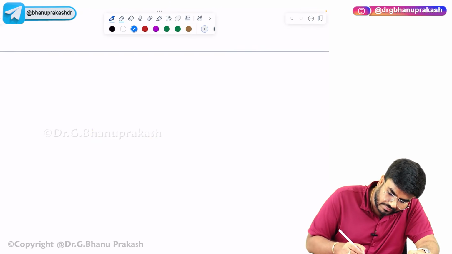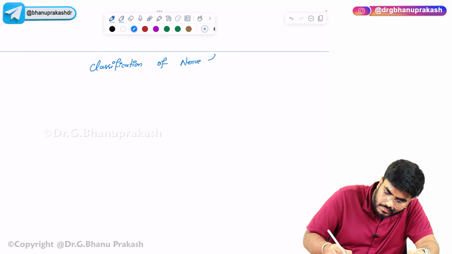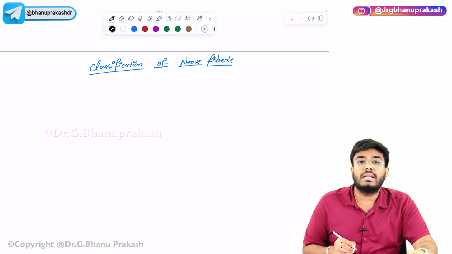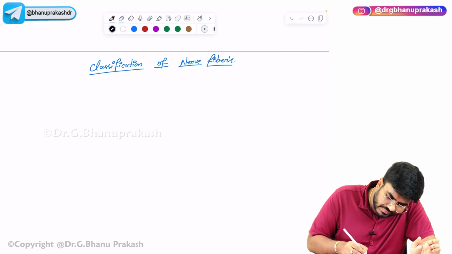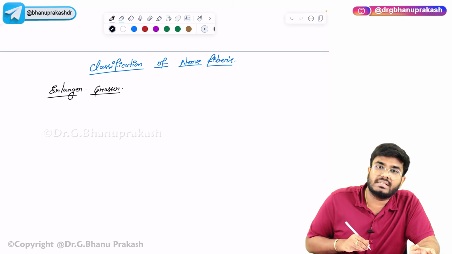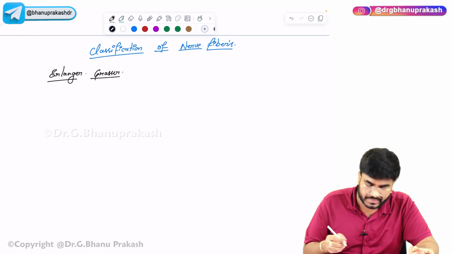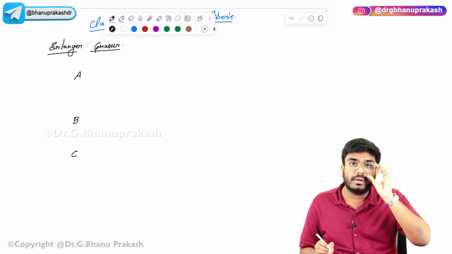Now next, classification of nerve fibers. Different scientists have classified the nerve fibers into different types. First classification is called the Erlanger Grasser classification. According to the Erlanger Grasser classification, the nerve fibers are classified into different types like A, B, and C. They are classified into A fiber, B fiber, and C fiber.